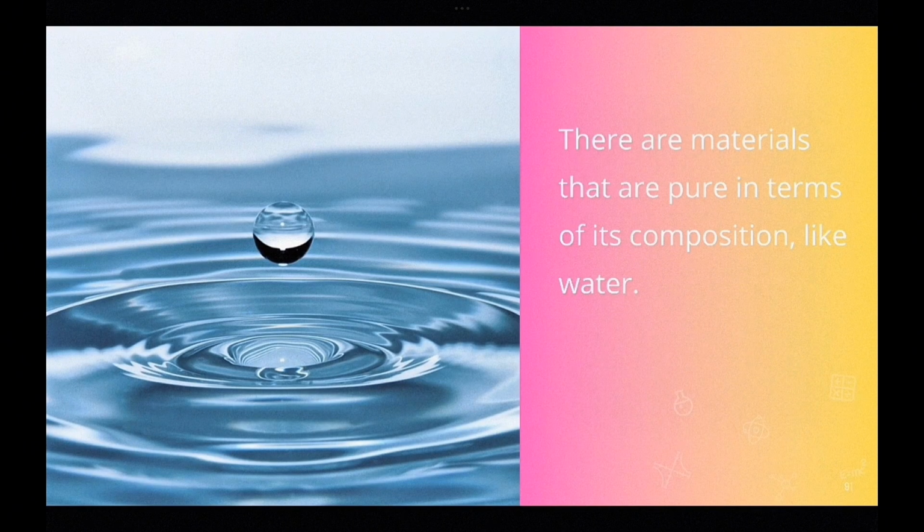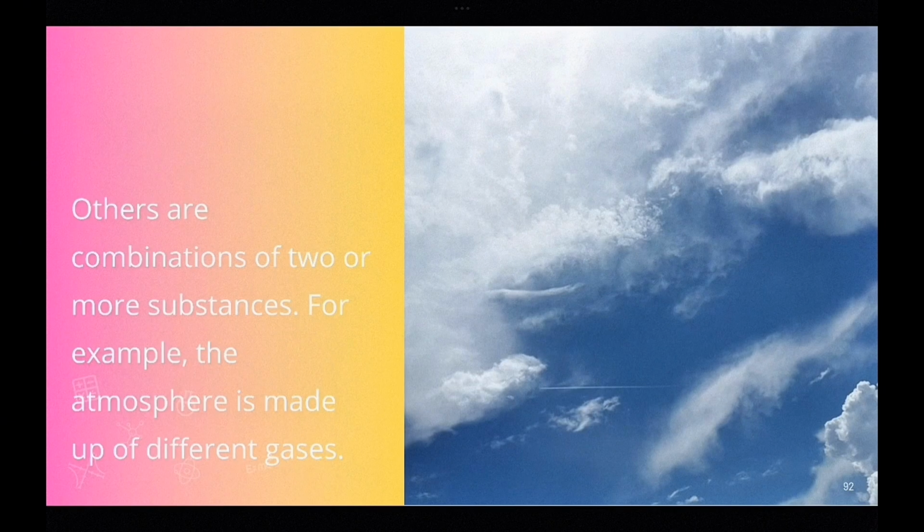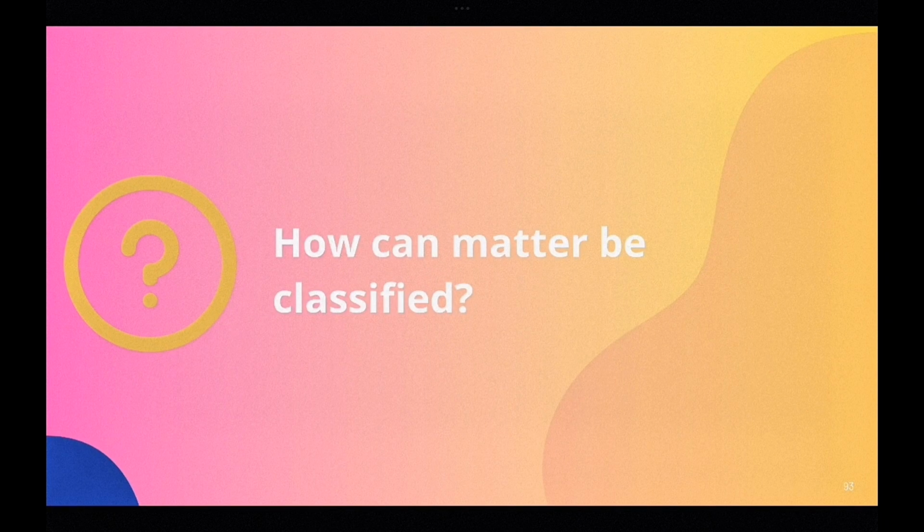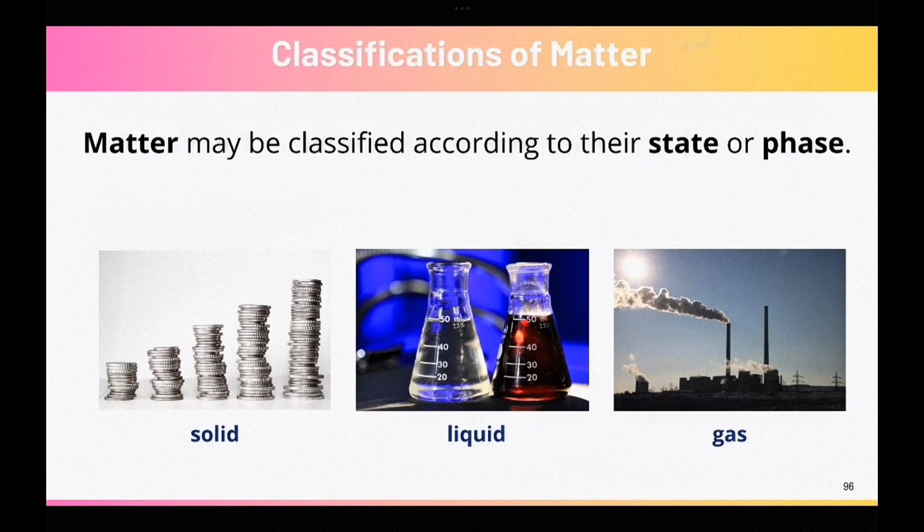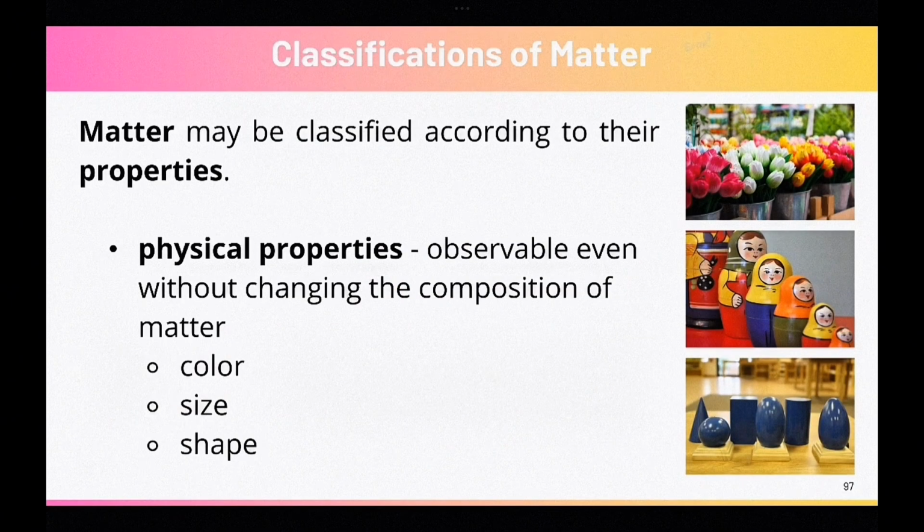So there are materials that are pure in terms of their composition, like water. Others are a combination of two or more substances, just like our atmosphere, which is made up of different gases. The question here is, how can matter be classified? Matter can be classified as either solid, liquid, or gas. And matter is also classified by its properties.